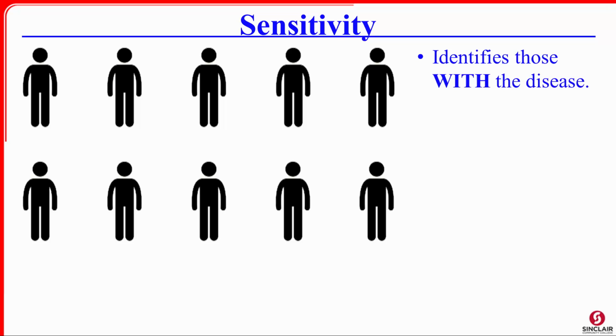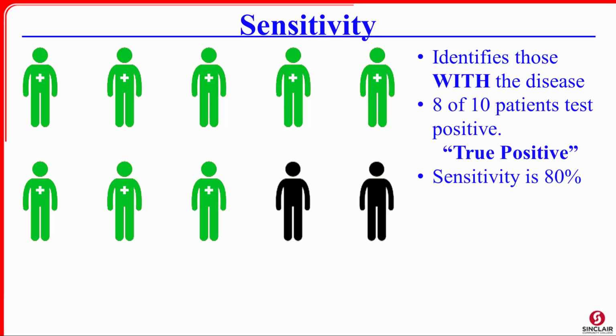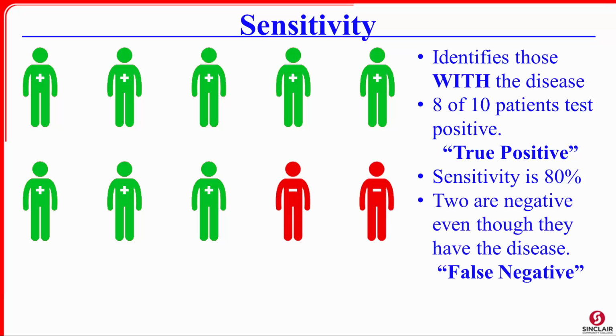So let's say these 10 people on our left here all have the disease, and in our context of physical therapy, we'll call it a rotator cuff tear. If I have a test that picks up 8 of 10 of those patients as being positive, then those are true positives. Sensitivity then is 80%. 2 of those patients, however, are going to be negative, even though they have that rotator cuff tear. And those are called false negatives because they have the disease and the test was negative.